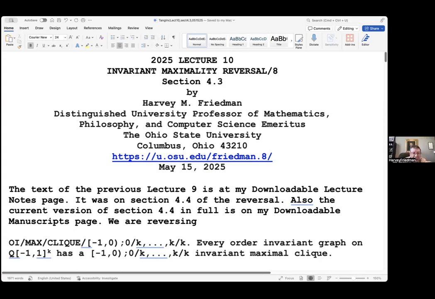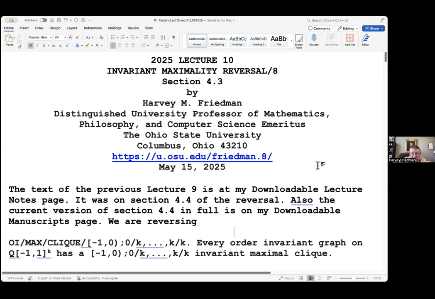Okay, so today, to review, the text of the previous lecture is at the downloadable lecture notes page. It was on section 4.4 of the reversal. Also, the current version of section 4.4 in full is on my downloadable manuscripts page. This is the pattern I've been following in the rollout of this reversal.